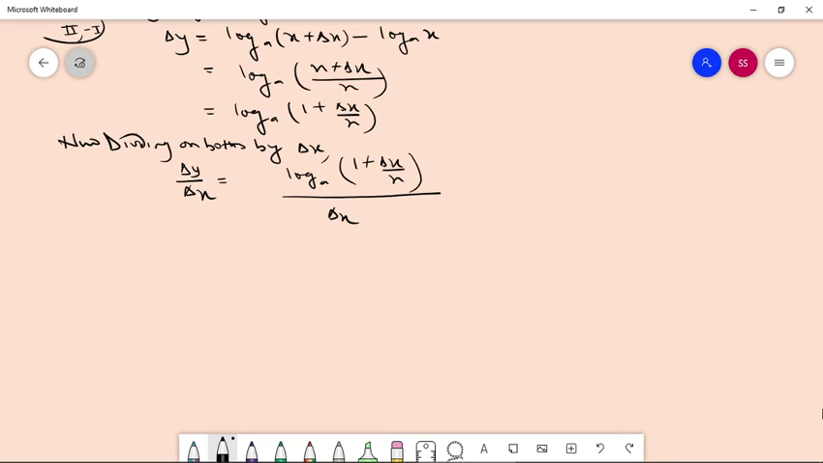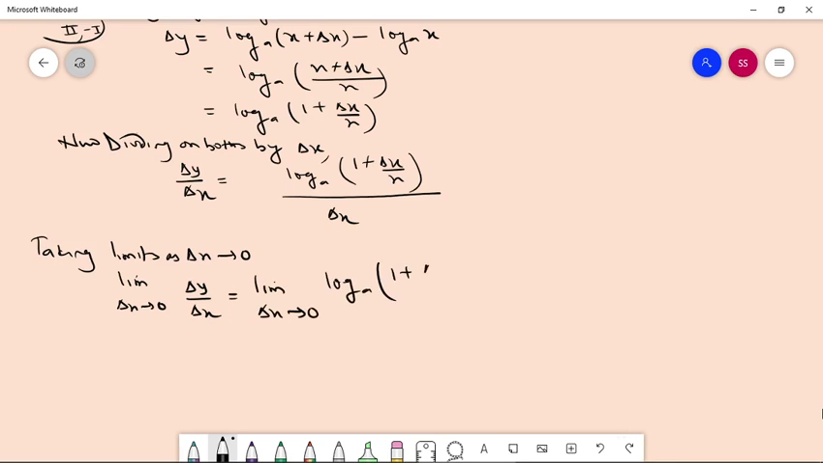Then taking limits as del x tends to 0: limit del x tends to 0 of del y over del x equals limit del x tends to 0 of log base a of (1 plus del x by x) whole over del x.